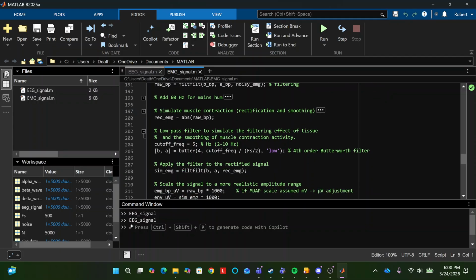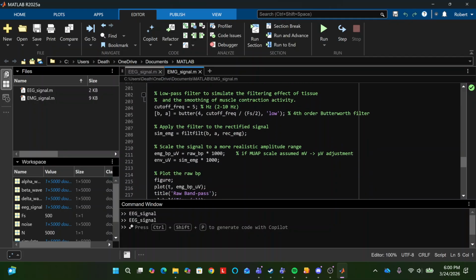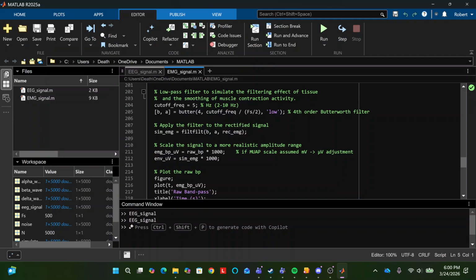Simulation, then we're going to simulate our muscle contraction. This is rectification and smoothing. We have our low pass filter to simulate the filtering effect of tissue.